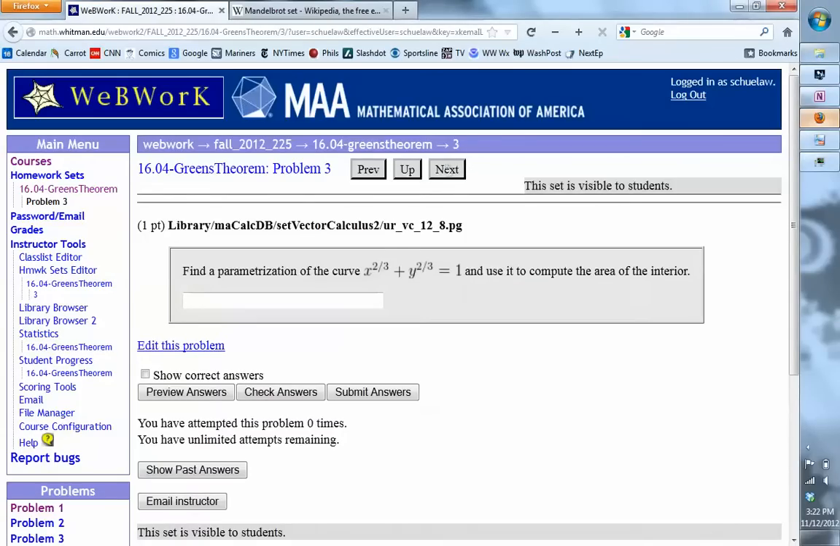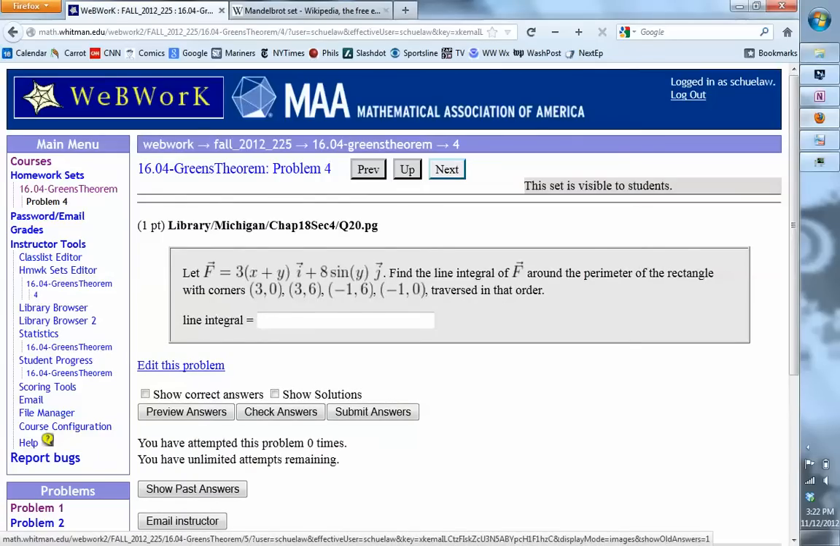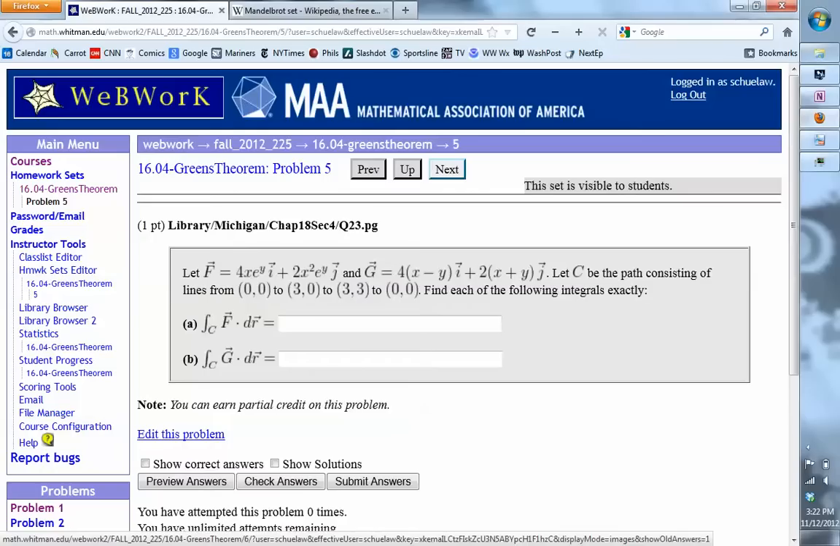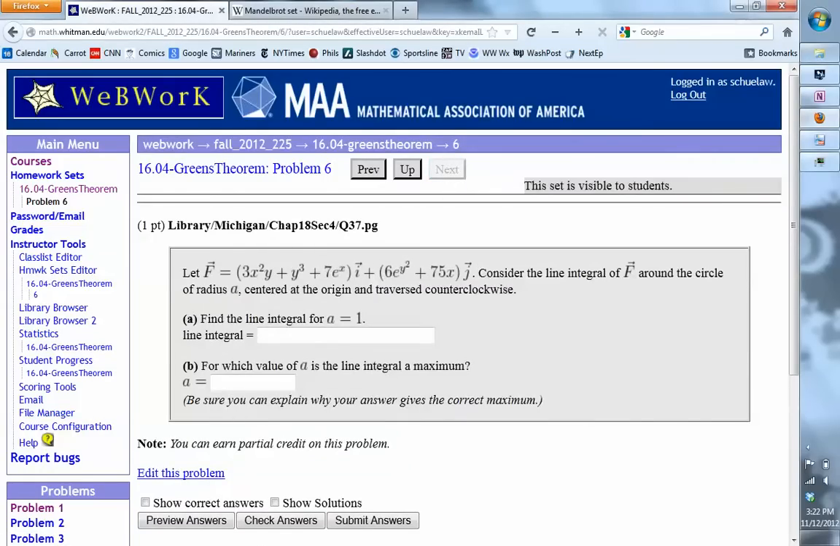All right. Let me see if there are any others. I think that one's okay. A lot of moving parts, but okay. And this one, okay. So you're given this vector field F, and you're asked to consider F around the circle of radius A. Find the line integral for A equals 1. So you don't want to do the line integral. You want to do an area integral. Actually, it's your choice, to be honest.